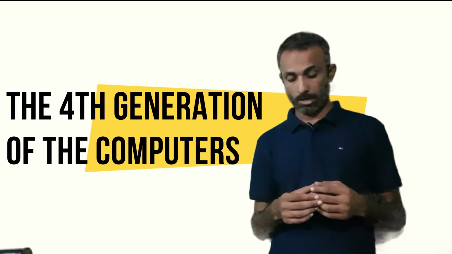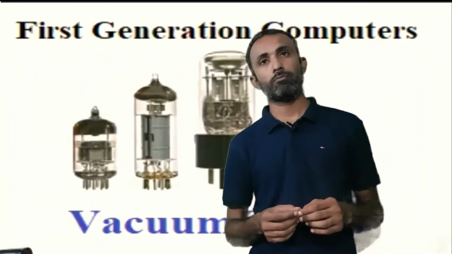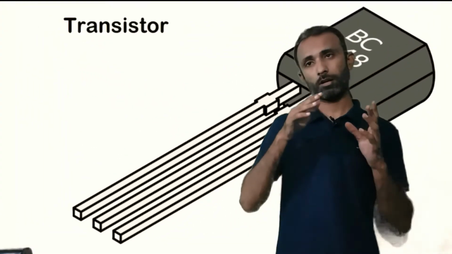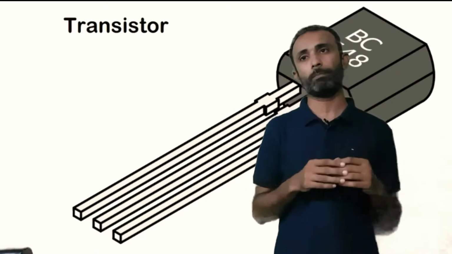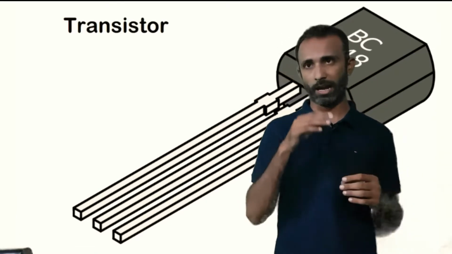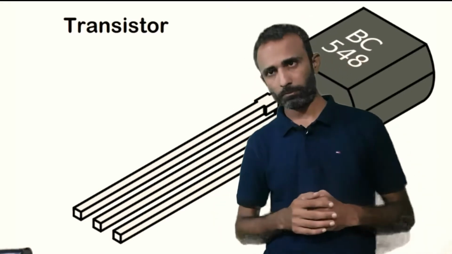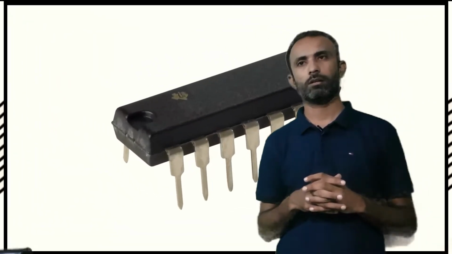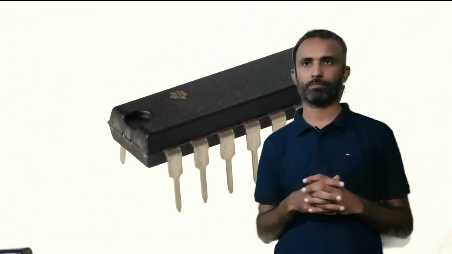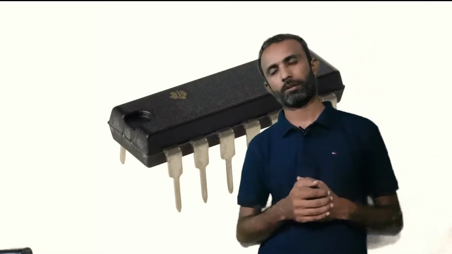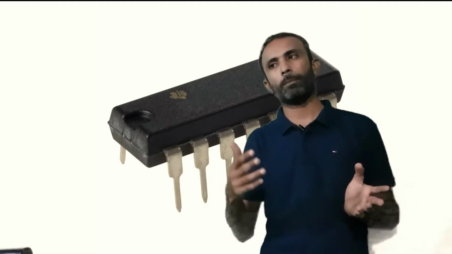Now, in the first generation, the vacuum tubes were used. In the second generation, the transistor took the place of the vacuum tubes because of its size, which I already told you in my previous class. You can see on my page. In the third generation, the ICs were used. The ICs were added with the transistors. The ICs boosted the computer's speed. Now, the topic is the fourth generation.